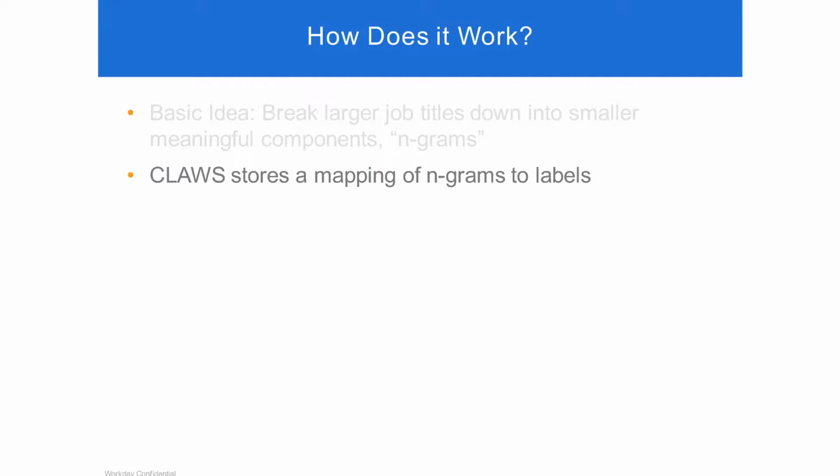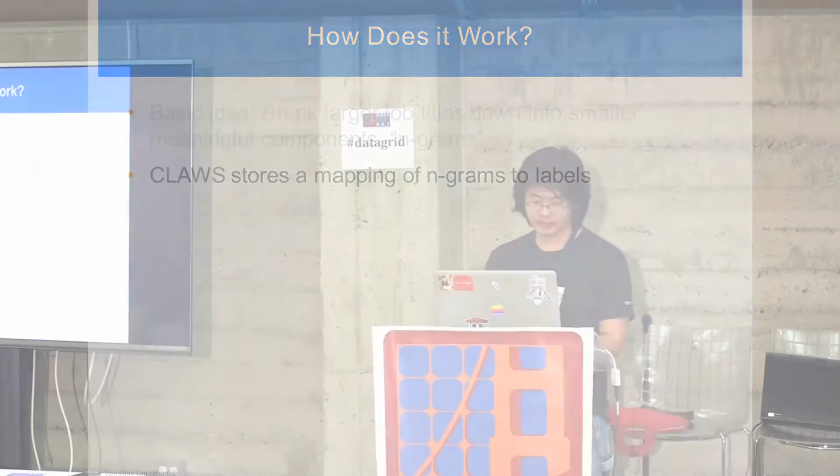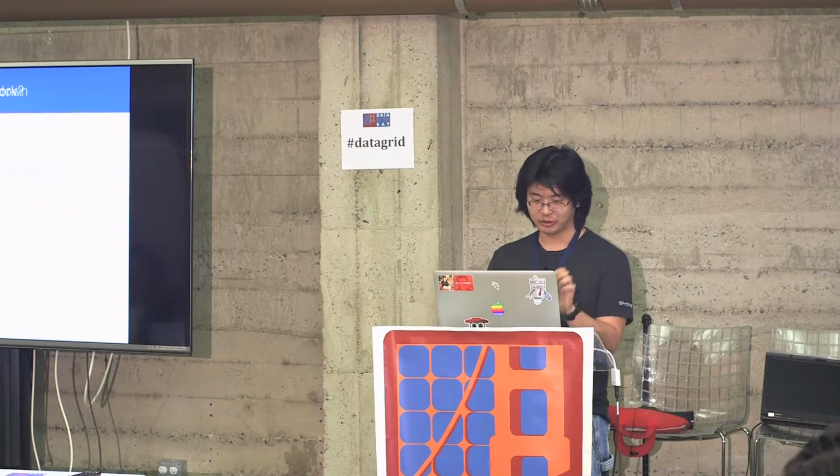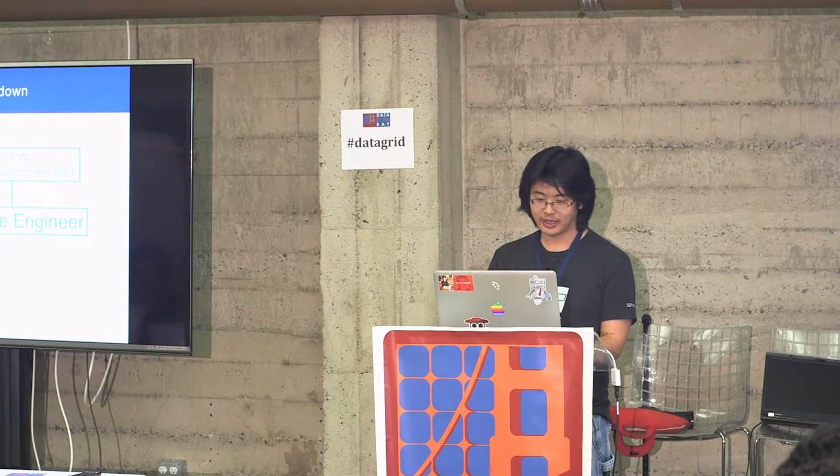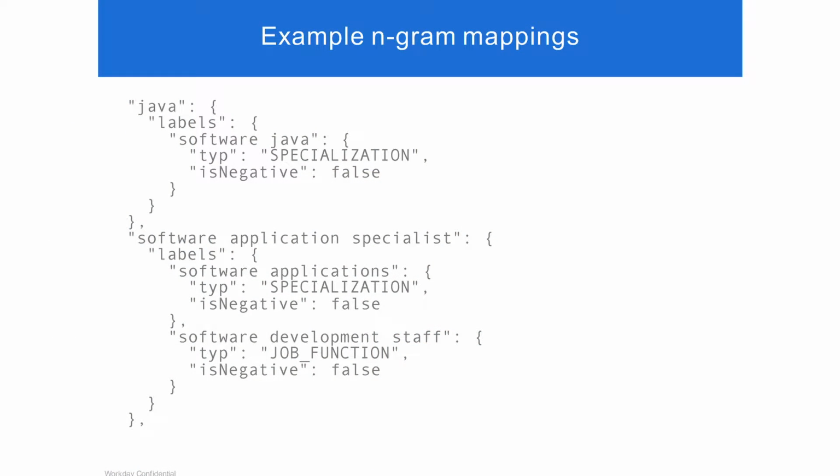Okay, so we know what our approach is. How do we actually do that? So Clause under the hood actually stores a mapping from ngrams to labels. So the ngrams are these meaningful components. They're basically n-word phrases. And so here's a sample ngram to labels mapping. It's a bit dense. Here are ngrams.